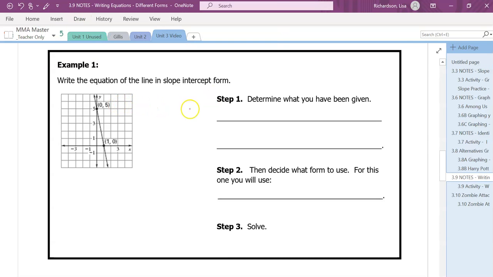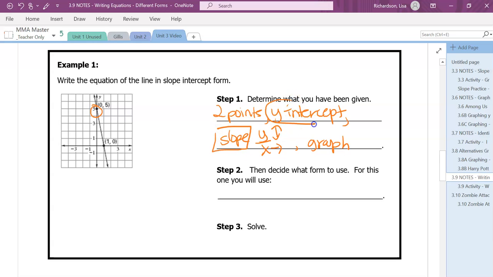So I'm going to look over here and I see 2 points. Okay. The clear thing, and the thing I always look for first, is we see the y-intercept, right? And we can easily find the slope, right? We can find the slope by counting the y over x. And I guess I should probably state the obvious. We've been given a graph, okay? So then we're going to decide what form that we need to use. Well, my favorite form and the easiest form to use is definitely going to be slope intercept. We're definitely going to want to use slope intercept, which is y equals mx plus b.